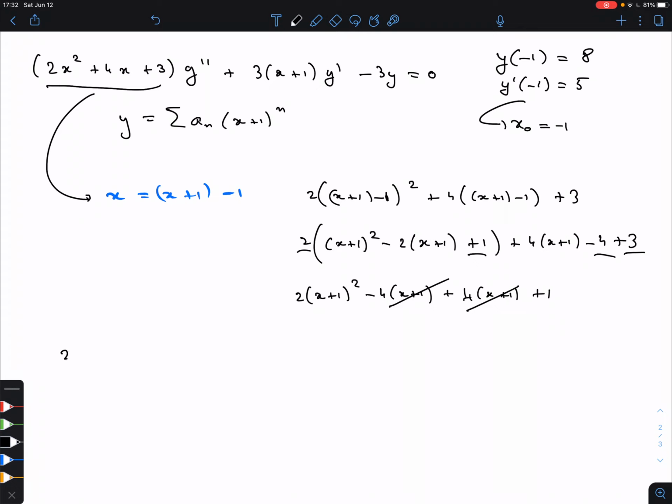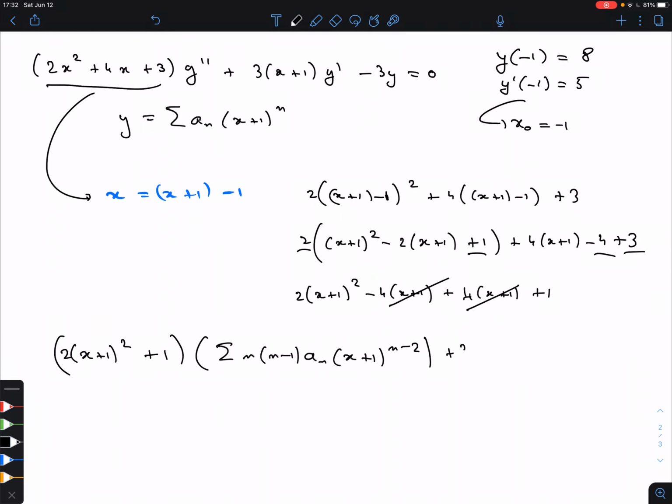That we're going to have to plug in. We have this, and then we plug in the double derivative. Now, I'm going to write down the double derivative already, because we have done it so many times. I guess it should be clear that that's what it is, right? But don't forget it's powers of x plus 1. Then plus 3 times (x plus 1) summation n a_n (x plus 1) to the power n minus 1, minus 3 times summation a_n (x plus 1) to the power n.